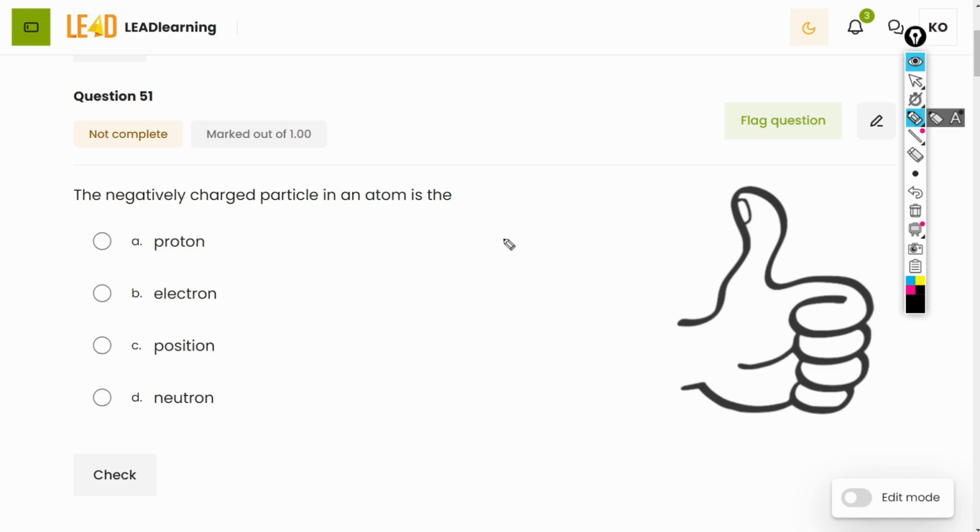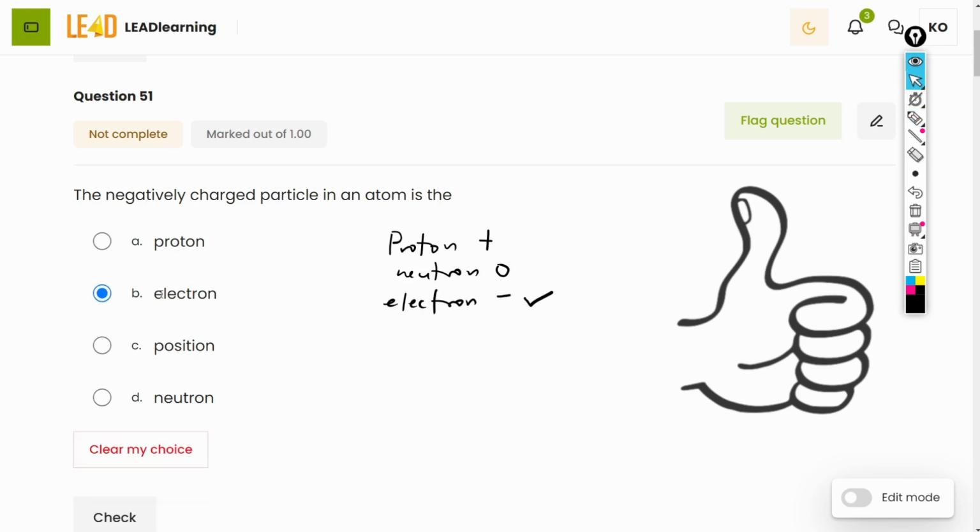The negatively charged particle in an atom is. Now, an atom has three subatomic particles: the proton, the neutron and the electron. The proton has a positive charge, the neutron is neutral. The word neutron is from the word neuter, meaning neutral or no charge, and the electron has a negative charge. So the negatively charged particle in an atom is the electron, and that gives us option B as the correct answer.